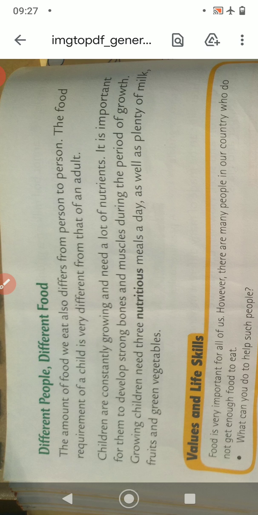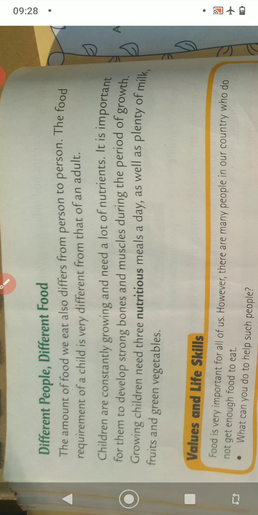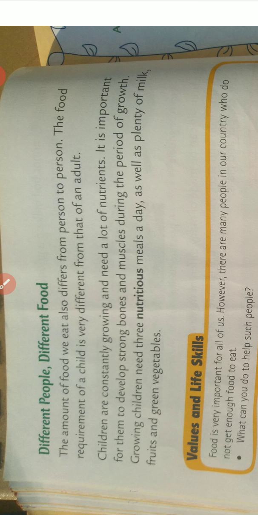So the amount of food you eat and the amount of food your parents eat is different, right? I'm talking about the amount. So different people, different food. The amount of food we eat also differs from person to person. The food requirement of a child is very different from that of an adult. So a child eats very less food, but an adult, means big people, will eat more food naturally.